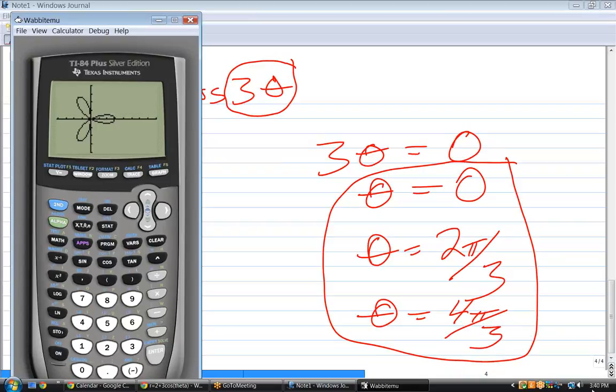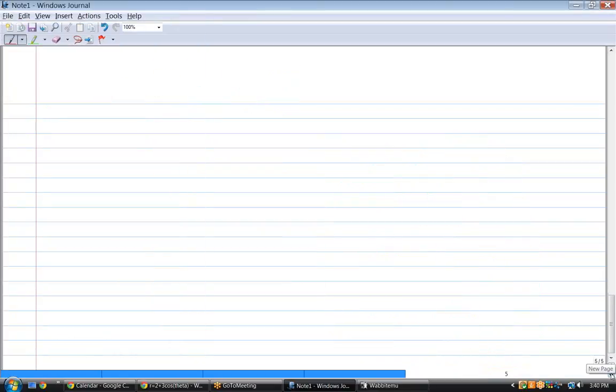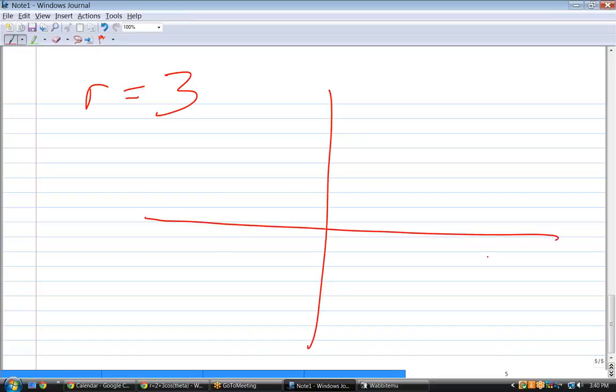Okay, you got another one? The next one you have to do is analyze the graph of the polar curve. When it says analyze the graph, what does that mean? It doesn't give me the graph, but it's pretty basic. It's just r equals 3. That means that regardless of what theta is, r is 3. Well, what is that? That is a circle of radius 3.